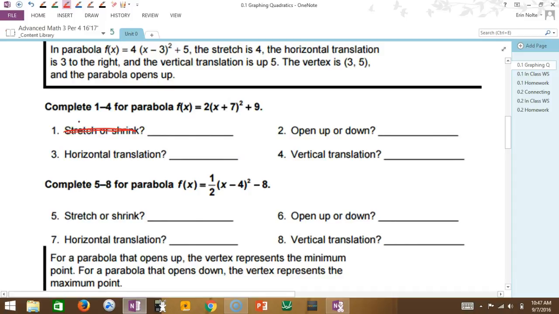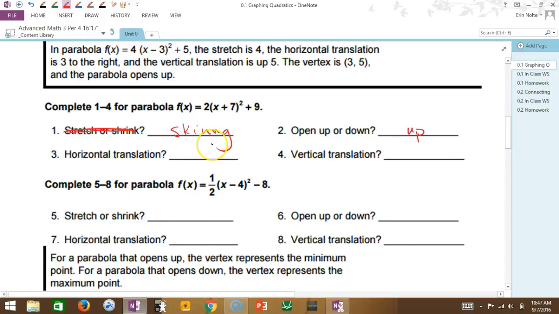Okay, so if I have this 2 here, what is it? It's a skinny. Okay, so we're going to have a skinny. Is it open up or down? Up, and how do I know? Positive 2, right? Horizontal translation. Okay, tell me the direction. 7 to the left. Everybody follow that?